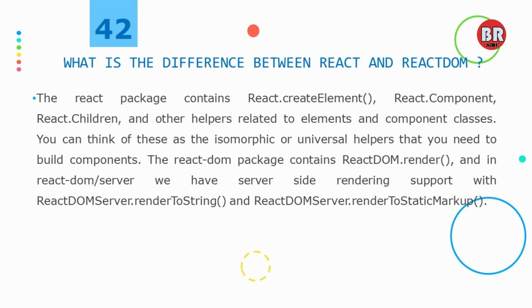What is the difference between React and React DOM? The React package contains React.createElement, React.Component, React.Children, and other helpers related to elements and component classes. You can think of these as the isomorphic or universal helpers that you need to build components. The React DOM package contains ReactDOM.render, and in react-dom/server we have server-side rendering support with ReactDOMServer.renderToString and ReactDOMServer.renderToStaticMarkup.